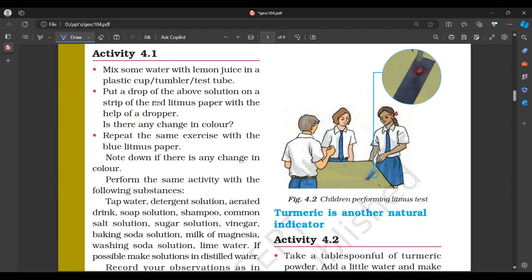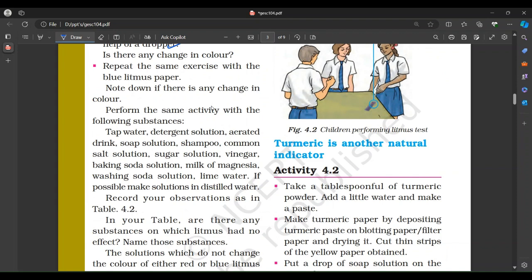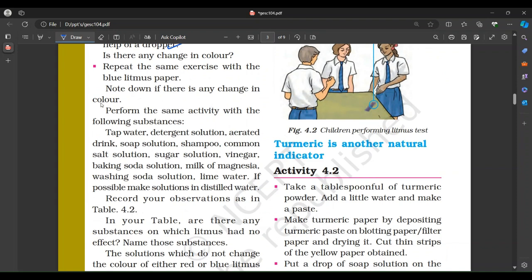Now we have one activity here. Mix some water with lemon juice in a plastic cup or tumbler or test tube. Put a drop of the above solution on a strip of red litmus paper with the help of a dropper. Is there any change of color? Repeat the same exercise with the blue litmus paper also. So note down the change of the colors.